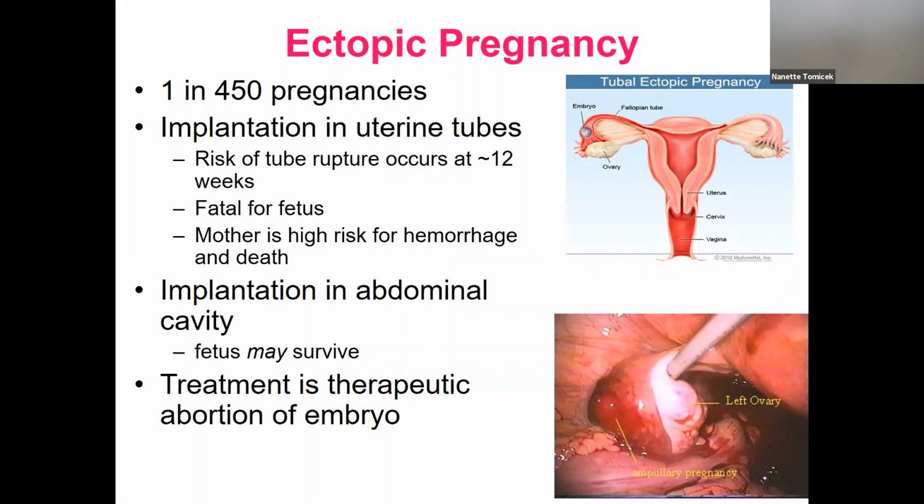I want to mention something about an ectopic pregnancy. Ectopic simply means out of place. And this happens in 1 in about 450 pregnancies. And depending on how out of place the pregnancy is, this can be life-threatening, and this is concerning. So often, the ectopic pregnancy occurs in the uterine tube. So remember what I just said before. The site of fertilization often happens in the ampulla.